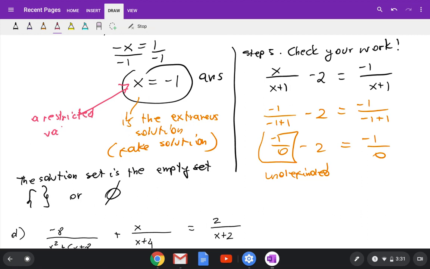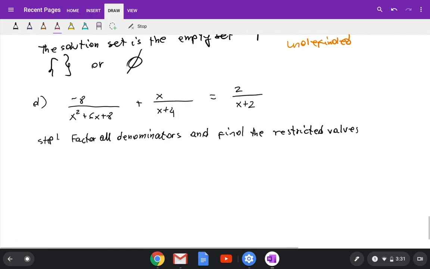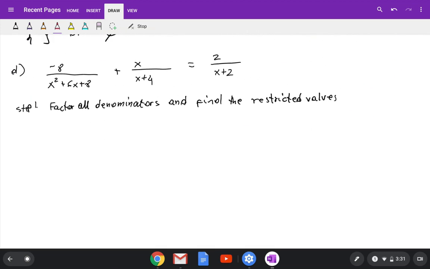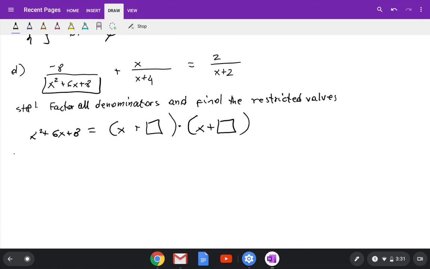So restricted value will never be a solution. So step 1, factor all denominators and find restricted values. Okay, so we're going to start with the first one, x squared plus 6x plus 8. We need to factor this one, which would be x plus something times x plus something. Okay, so factor using the AC method.